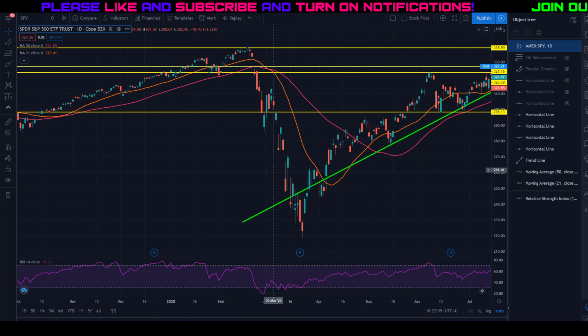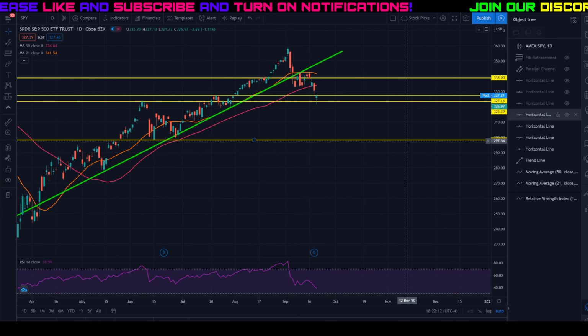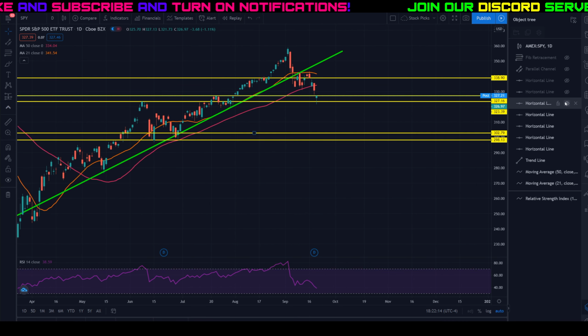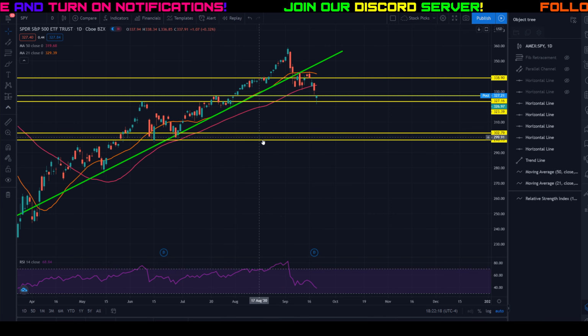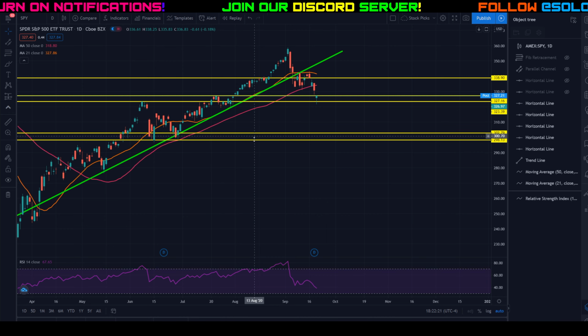So I think that is a significant trend line, but we have quite a ways to go before we get there. So let's keep going. I think there's another support level above it, right at 300. So these, you could maybe combine into one trend line.